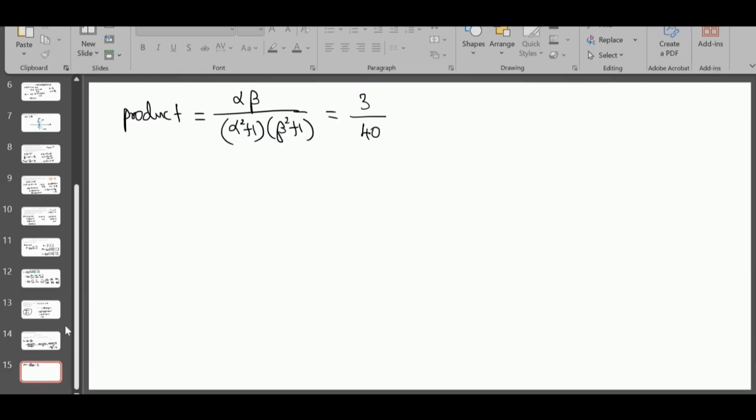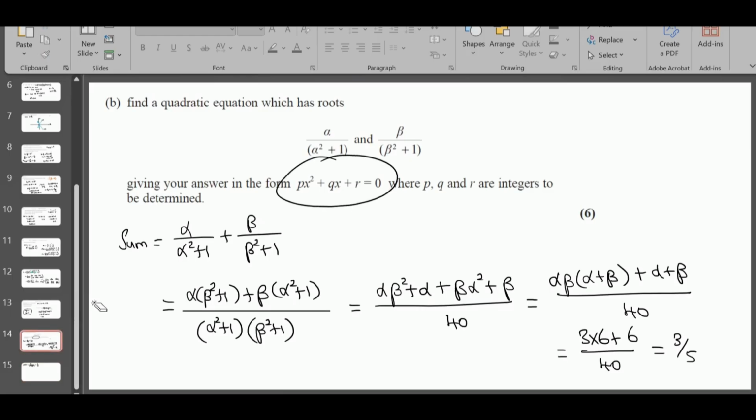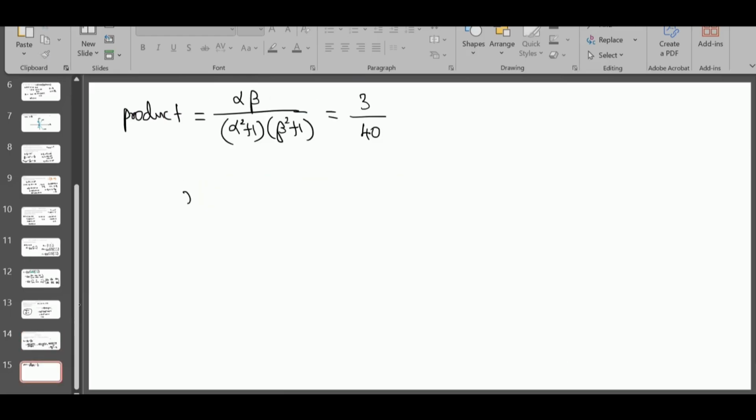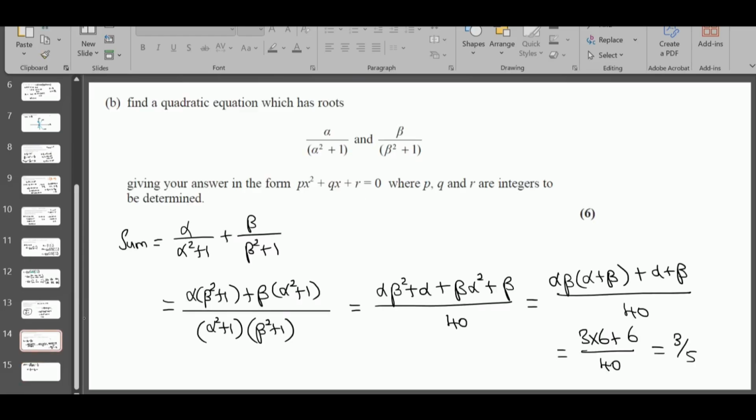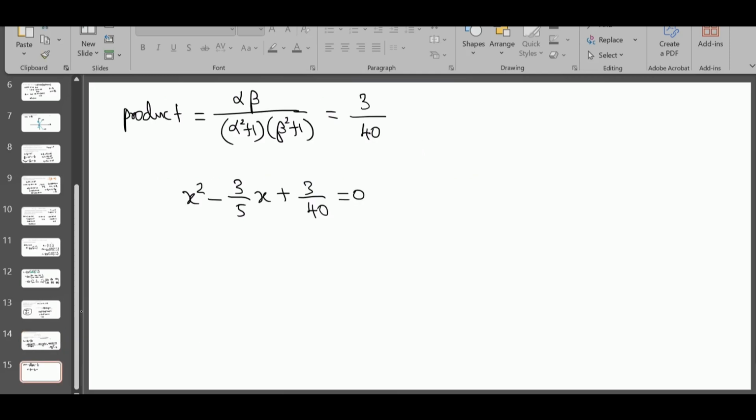Now we can straight away write the equation as x square minus sum of the roots. We calculated the sum of the roots as 3 over 5, x plus the product of the roots is equal to 0, but the question clearly says the coefficients p, q, r are integers. So multiply throughout by 40 to get rid of these fractions. So you're going to get 40x square, 8 5s are 40, 8 3s are minus 24x plus 3 is equal to 0. That's all.